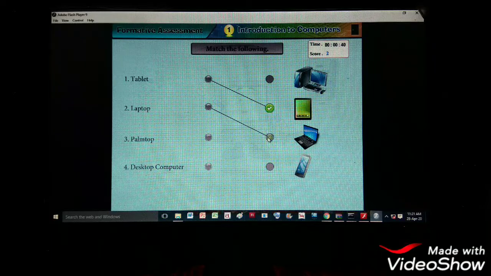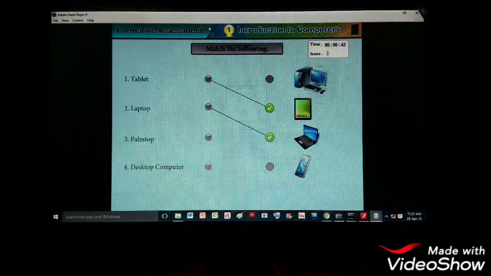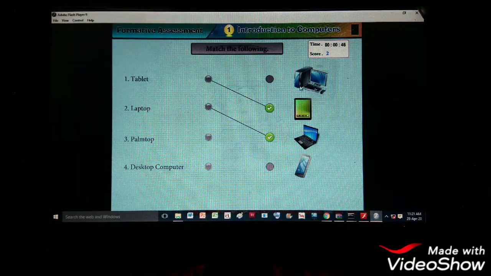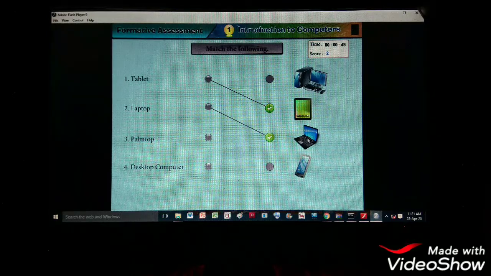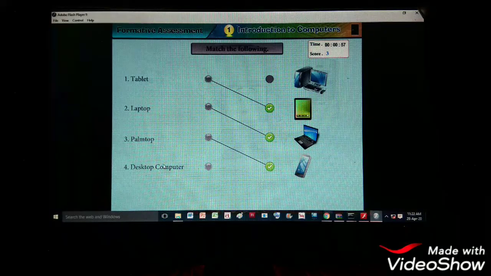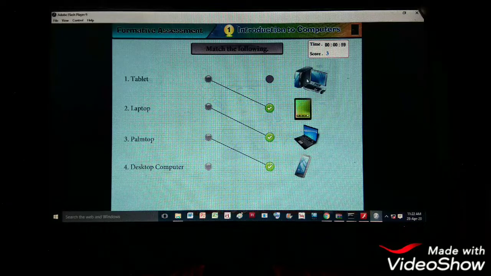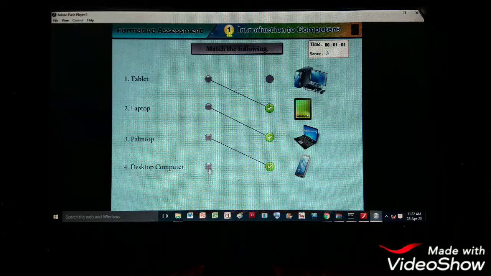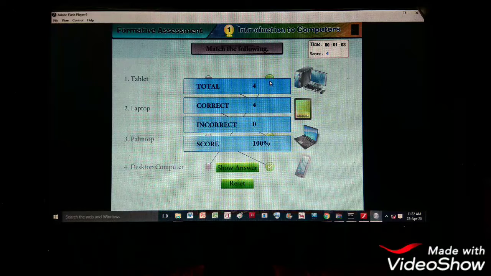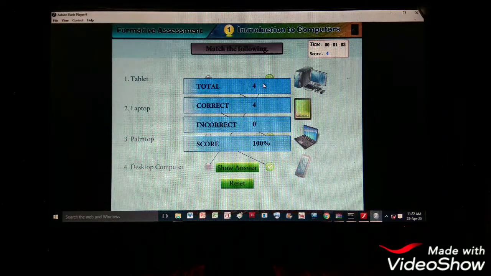Correct. Okay, now next, palm top. Is this a palm top? No, already done. Okay, yes, this is the palm top. Correct. Now the last one, desktop computer. You know that one is the desktop computer. Correct. See, everything is right.